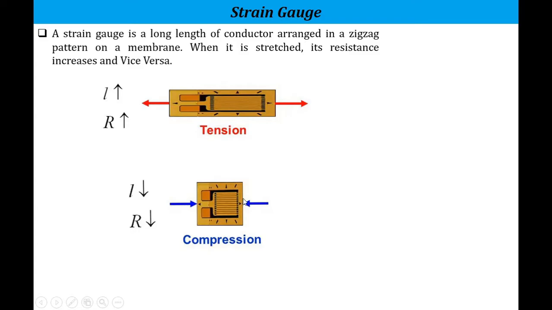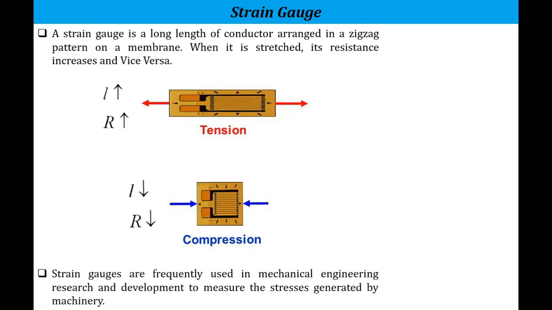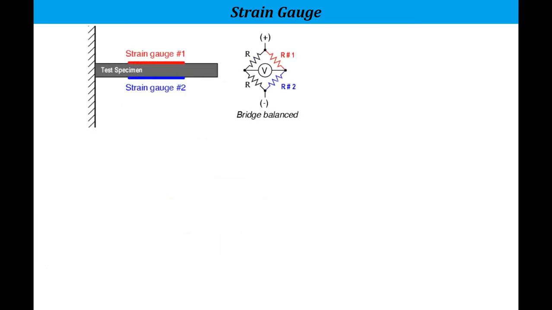This is the second case where compression is there. So what you will observe here, the length will decrease, and as length decreases, the value of R also decreases. Now you know that R equals rho L upon A, that is the formula for resistance, with resistivity, length and area. So whenever length increases, resistance increases, and whenever length decreases, your resistance also decreases. Therefore strain gauges are frequently used in mechanical engineering research and development to measure the stresses generated by machinery.